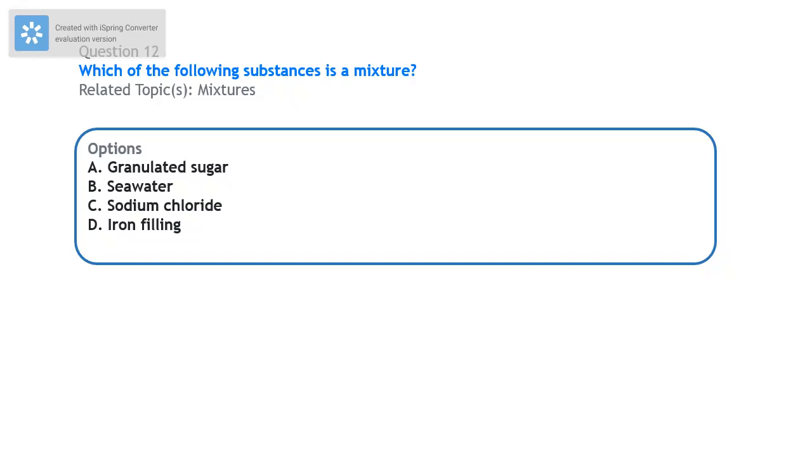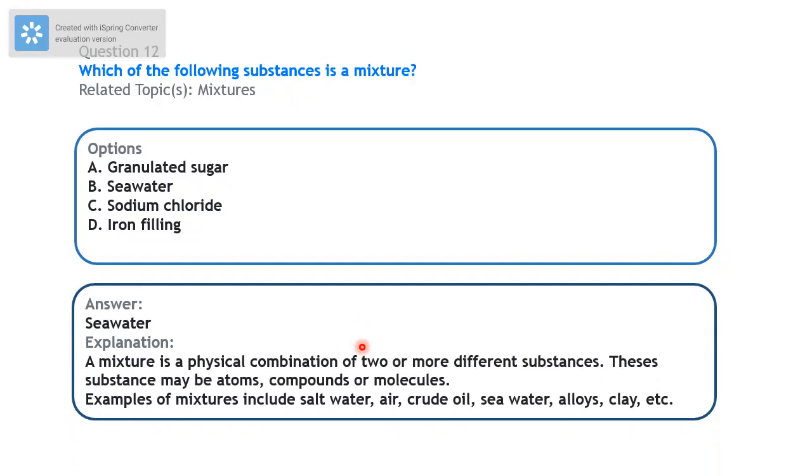Next, on mixtures, which of the following substances is a mixture? The seawater is a mixture of salts and water. A simple way to easily determine a mixture is to look at whether or not it has a chemical formula. If you look at the other options, the granulated sugar has a chemical formula. The sodium chloride has a chemical formula. The iron filling is just elemental iron. But the seawater does not have a chemical formula. It's just a mixture of water, salt, and some other dissolved particles.